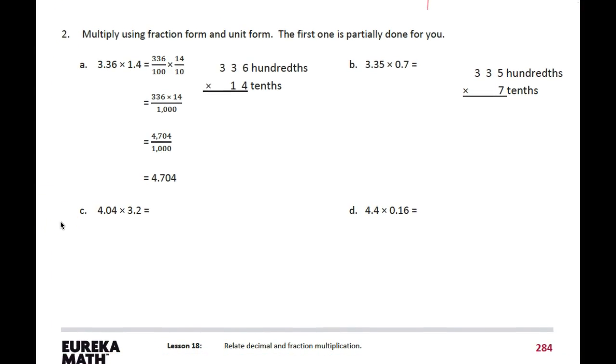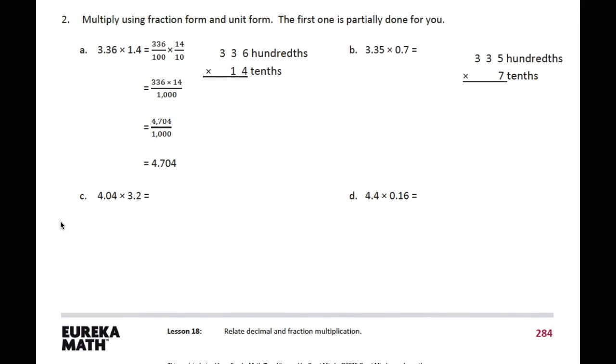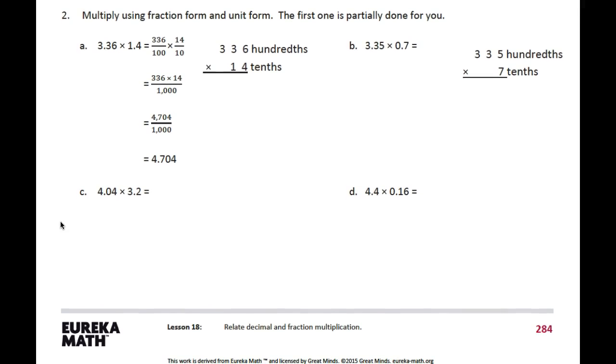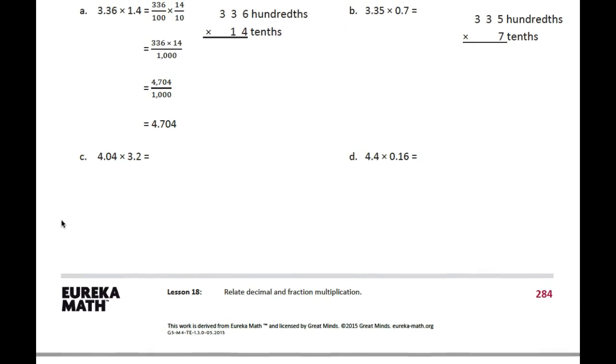Here we are. So this one's asking us to multiply using fraction and unit form, and it's telling us the first one's partially done for us. So I'm just going to skip up on those, and I'm going to do C. I'm going to do the unit form first, because that's doing the actual calculation. 404, and the 4 is in the hundredths place. So I'm going to label that. Here's the unit form. Hundredths.